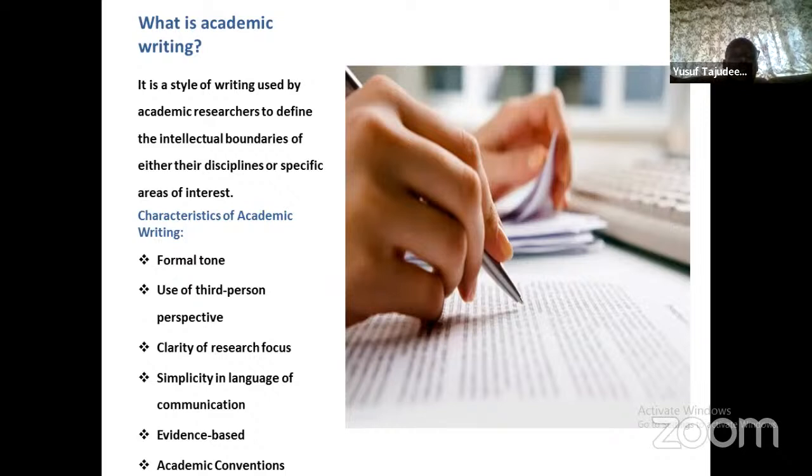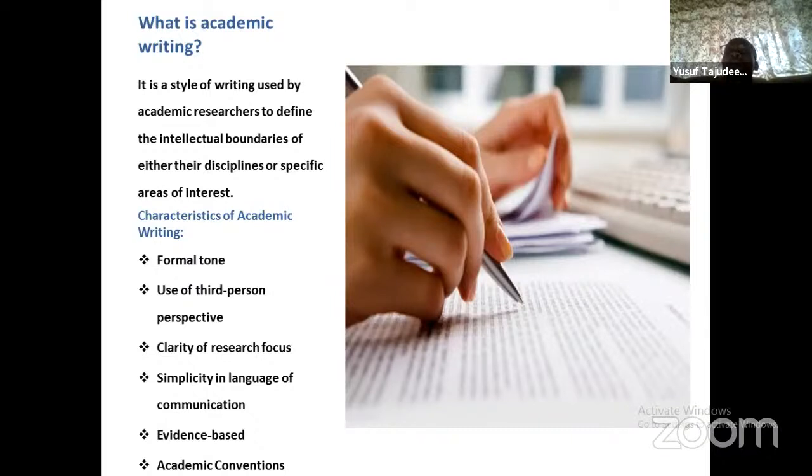So another important point is clarity of research focus. If you are writing academic papers, you need to state your research focus clearly. For instance, if you are carrying out research on climate change, that should show in your abstract. You should clarify it in the abstract of your paper. You should even clarify this in the introductory part of your paper.